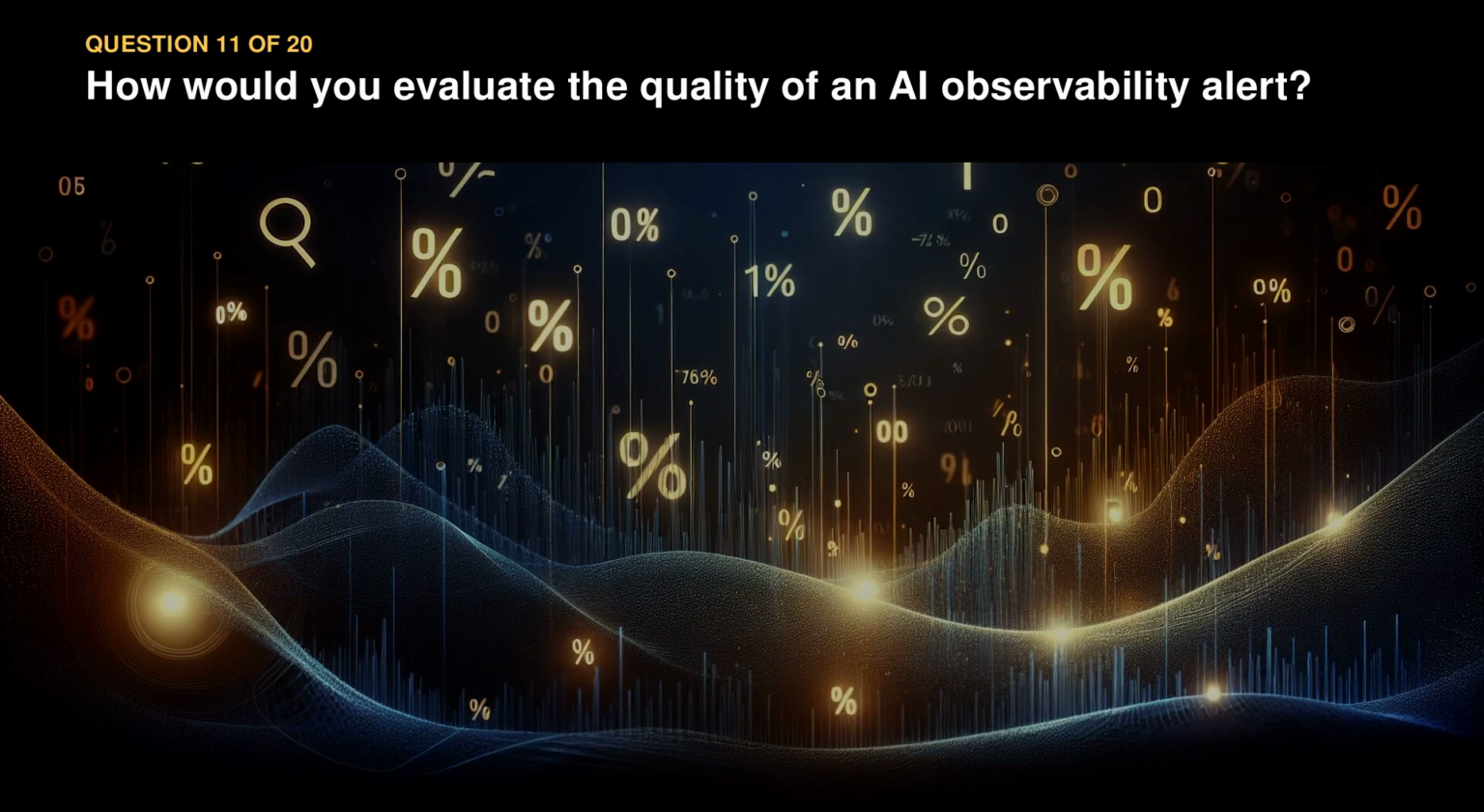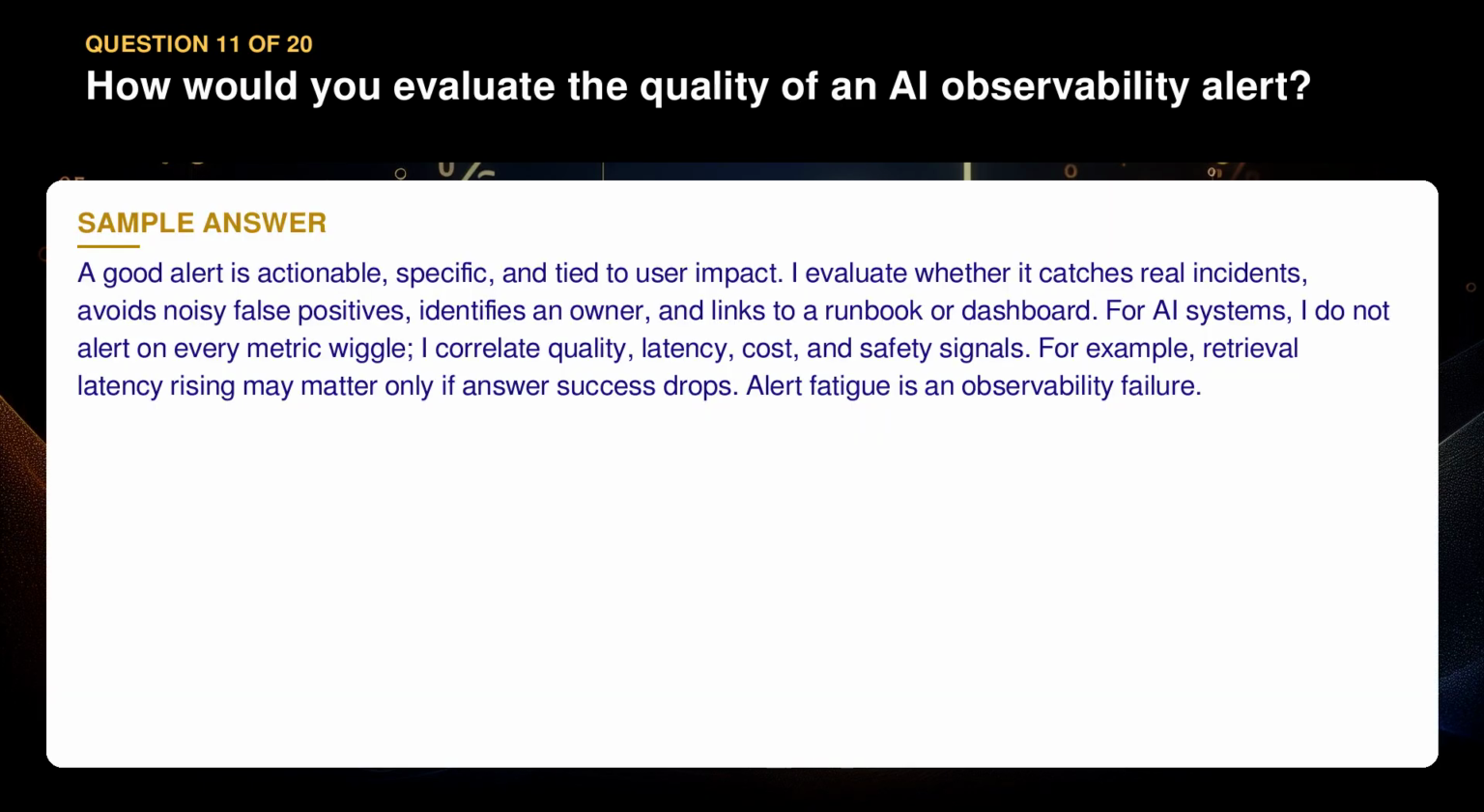Question 11. How would you evaluate the quality of an AI observability alert? A good alert is actionable, specific, and tied to user impact. I evaluate whether it catches real incidents, avoids noisy false positives, identifies an owner, and links to a runbook or dashboard. For AI systems, I do not alert on every metric wiggle.